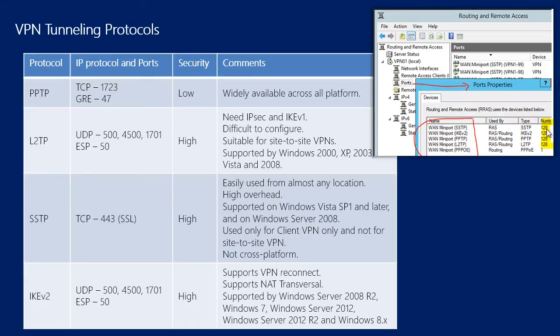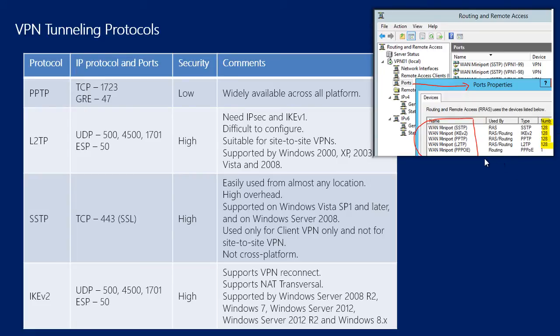So after Routing and Remote Access has been enabled and configured, by default each tunneling protocol will have 128 ports available. You would want to remove the extra ports and protocols that are created by default. If you are not using any one of these protocols, it is better to remove them as a security best practice, or keep the port value as 0.